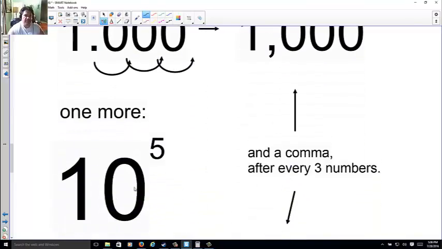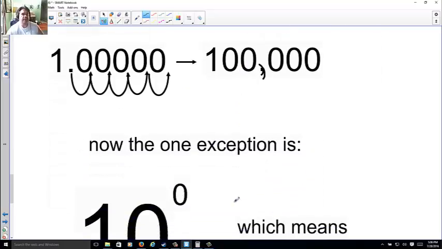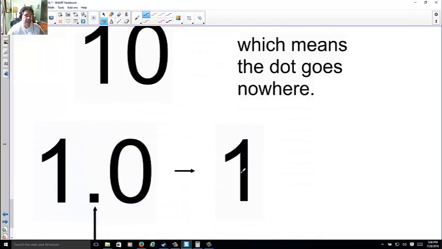One more, 10 to the fifth. You have 1.0 and 1, 2, 3, 4, 5. So 5 bumps to the right. Please put a comma after every 3 numbers. It makes it a lot easier for me to read. The one exception is 10 to the 0. Start at 1.0. 0 means I'm not moving at all, which is why it's still just going to be a 1.